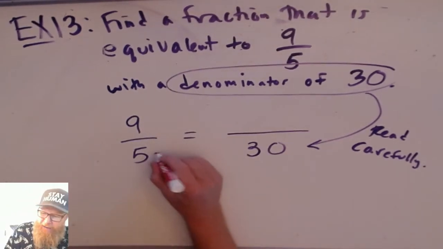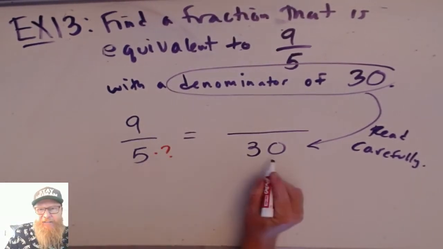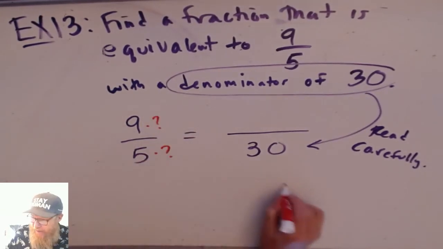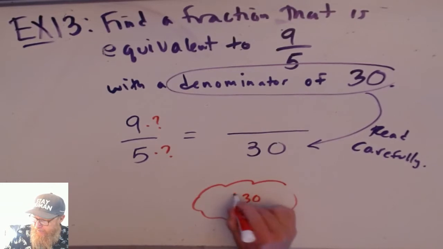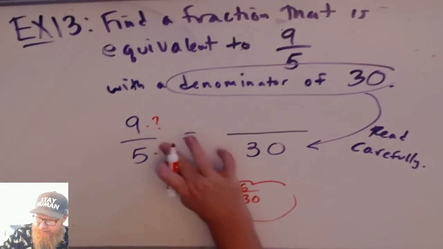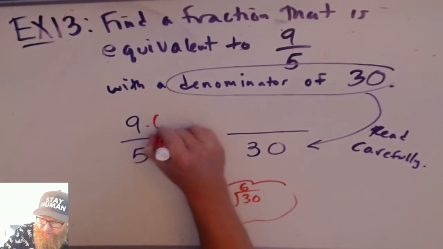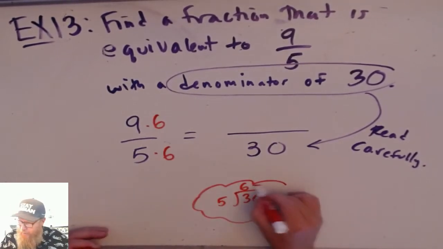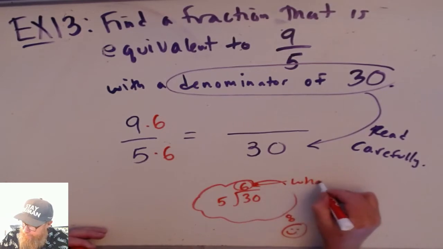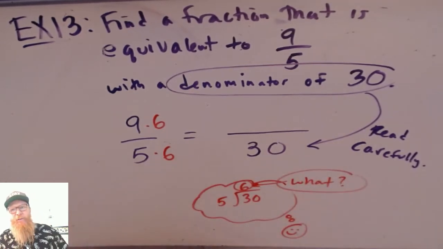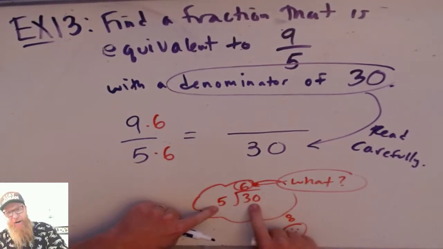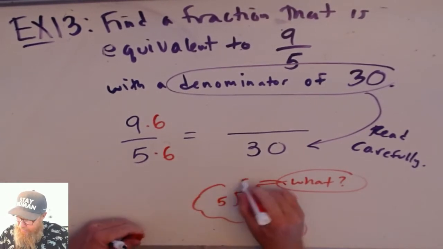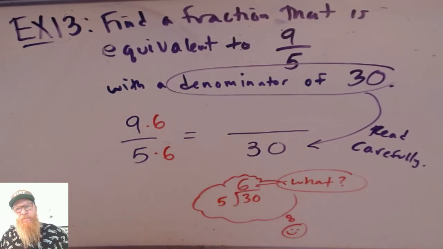So what times 5 is going to be 30? Yeah, and if you have to, do mental math. 30 divided by 5 is 6, so you know that this must be 6. This is the what. When I say what, I already know 5, I already know 30. The what was the 6, that I wasn't sure what it was. Okay.